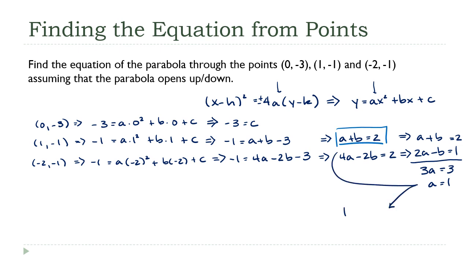That gives me 1 plus b equals 2. So b is equal to 1. And now I have my answer, right? I'm going to take those values for a, b, and c, and drop them into that equation there, and I get my solution. Y equals x squared plus x minus 3.